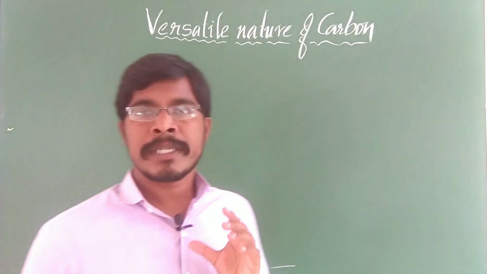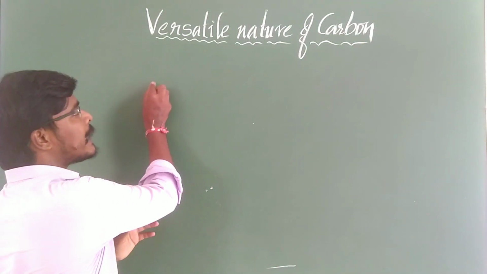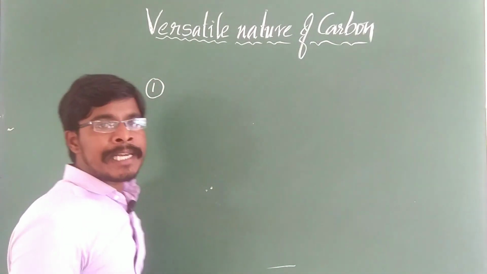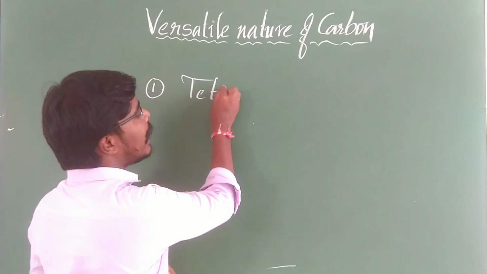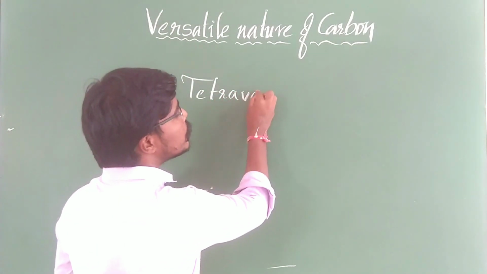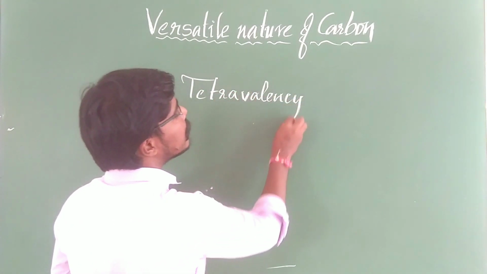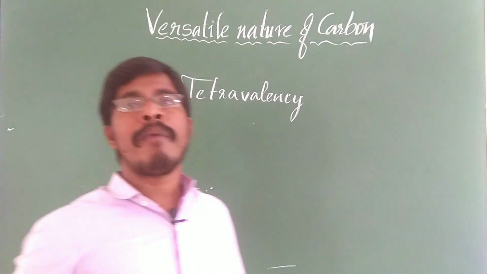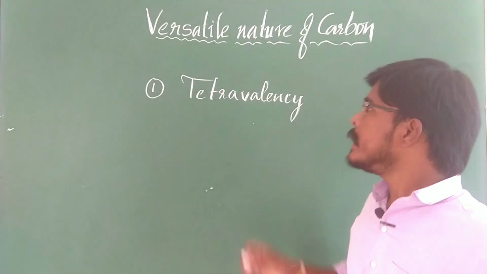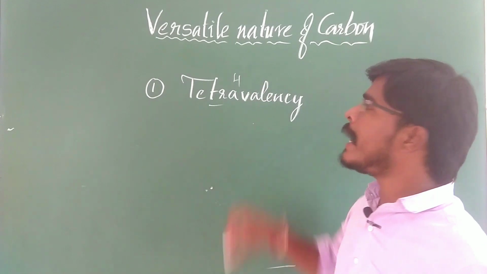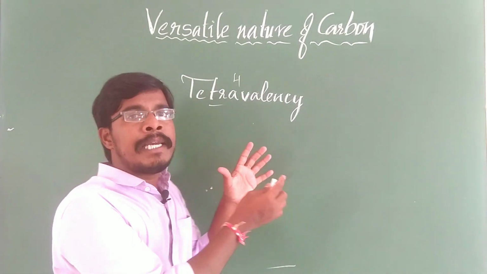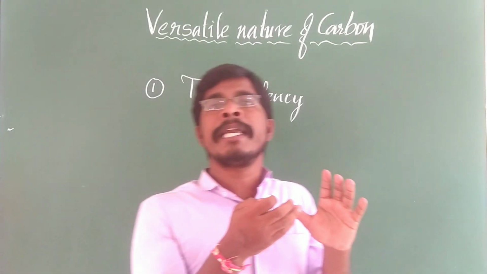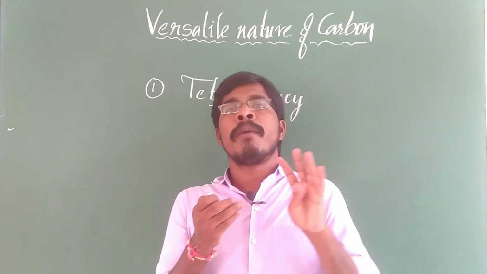So when you come to the versatile nature, the first character I am taking here is valency. In that, carbon shows tetravalency. Tetra in the sense is nothing but 4. Is it right? Tetra is nothing but 4. When you come to tetravalency, carbon has an ability to show a valency of 4.